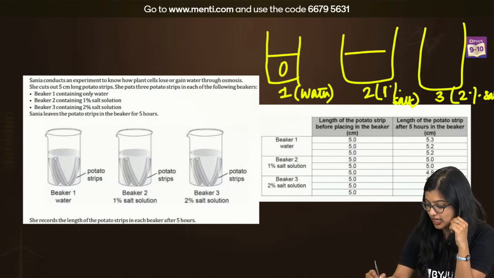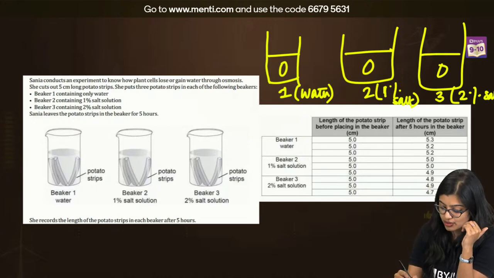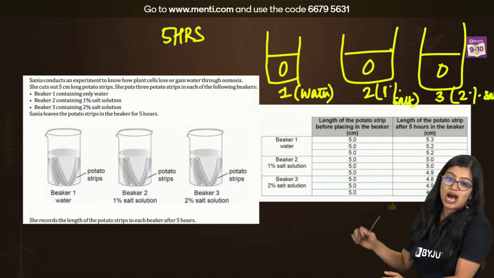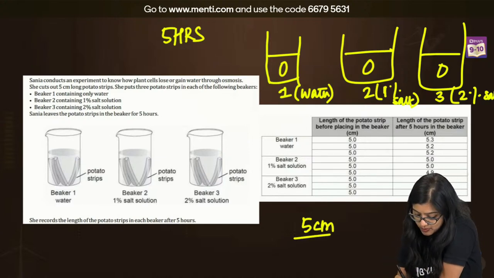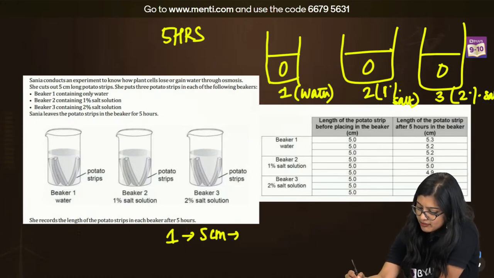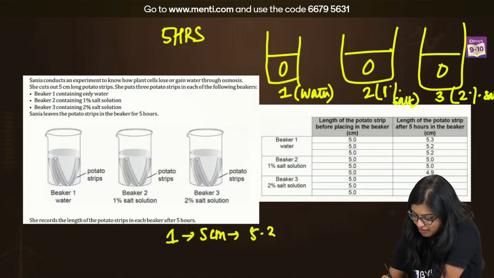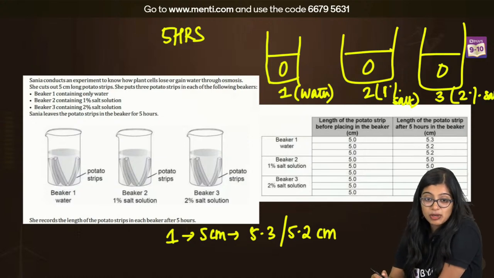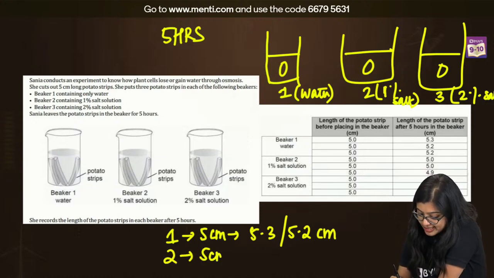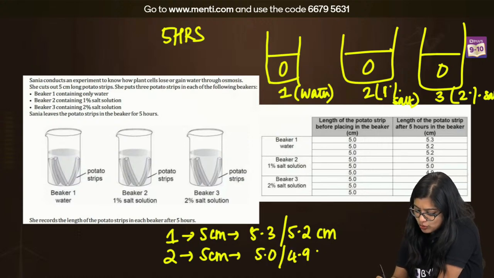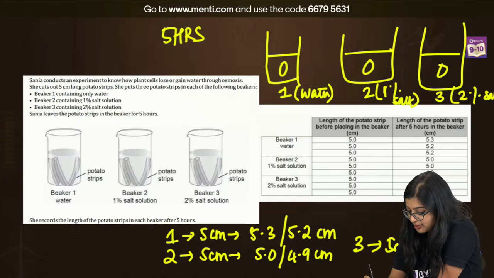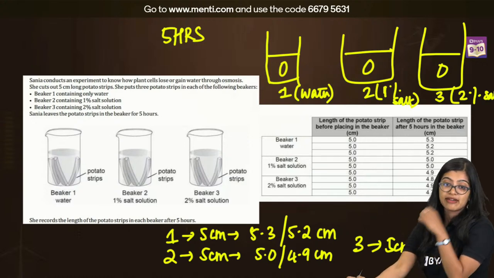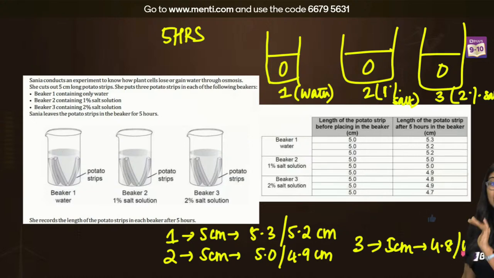Now, she kept potato strips in each of them and she left all of it for 5 hours, all right? After doing that, she tabulated her data. Each potato is about 5 centimeters, right? In beaker 1, initially it was 5 centimeters, and we see that after a few hours, it has become either 5.3 or 5.2 centimeters, so it has increased by about 0.2. The second one, the 5 centimeter one, is still remaining around 4.9 to 5 centimeters. It is remaining as it is. The third one, kept in beaker 3, was 5 centimeters and now it became 4.8 or 4.7. This is the data that is given to you.